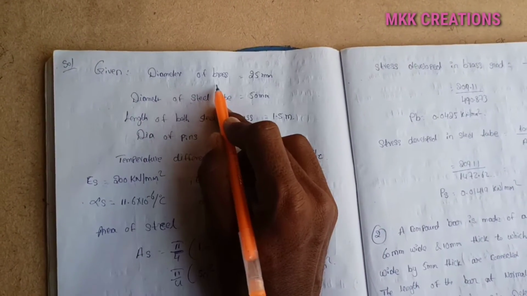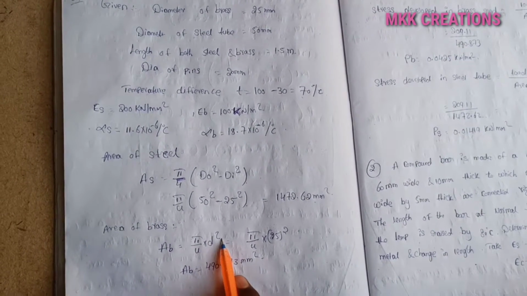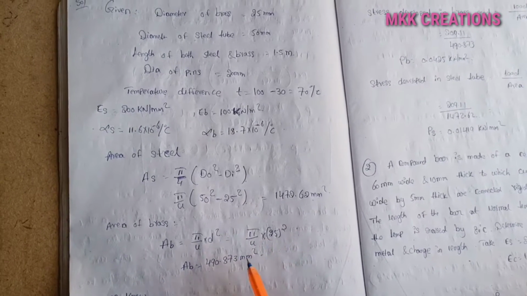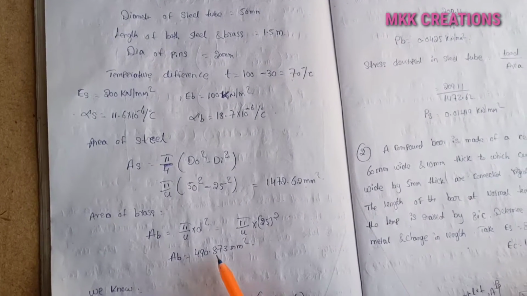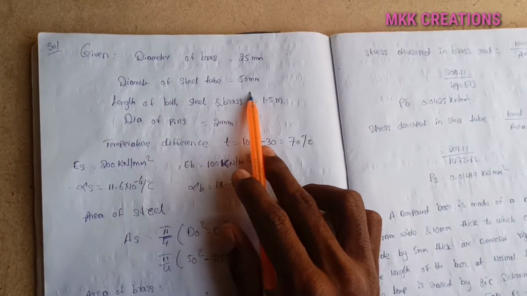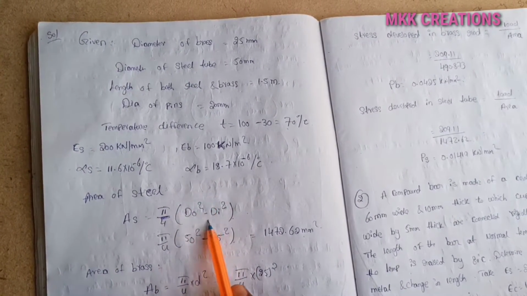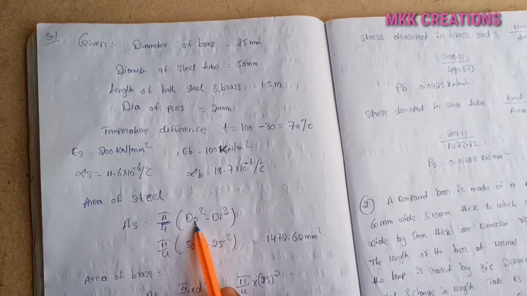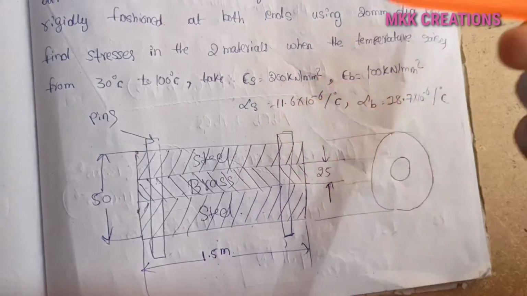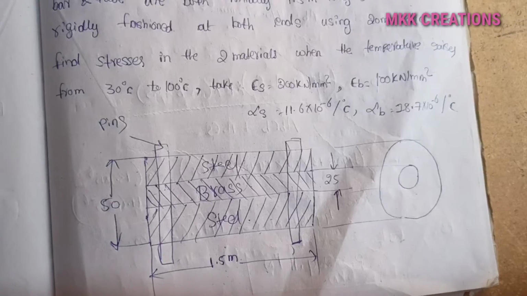He has given the diameter of the brass. So for that we want to find the area of the brass, which is pi by 4 into d square. Here d is 25, so 25 square, because the diameter of the brass is 25. Then if we substitute in the calculator we get 490.873 mm square. Now the area of the steel we want to find. He has given the steel diameter. So the area of the steel is pi by 4 into D square minus d square, that means outer diameter square minus inner diameter square. Why? Because here there are two steels, so we use pi by 4 into outer diameter square minus inner diameter square.